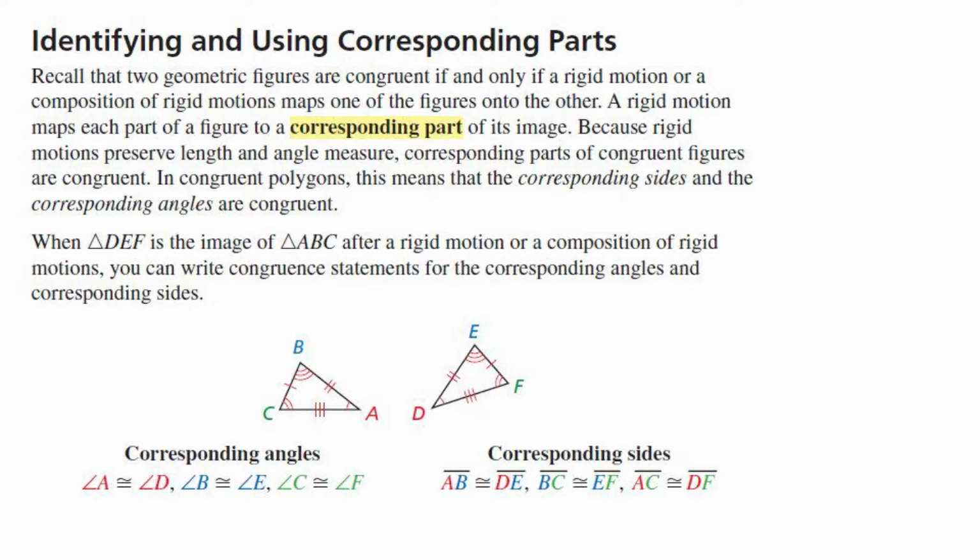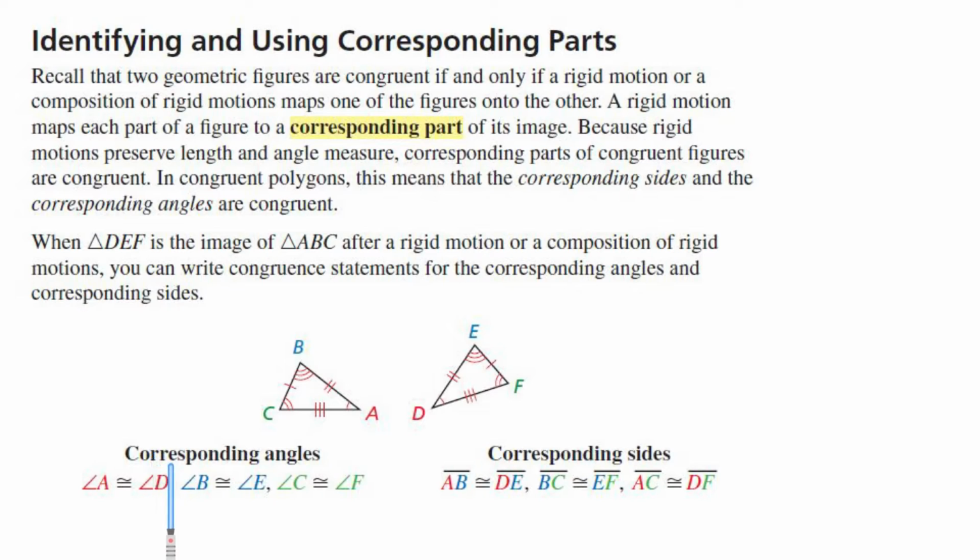What that statement means is that if we were to apply a rigid transformation, so a translation, a reflection, or a rotation, to one of the images, and you can superimpose it over the pre-image, then they are congruent. So in this example, when triangle DEF is the image of triangle ABC after a rigid motion or composition of rigid motions, you can write congruence statements for the corresponding angles and corresponding sides.